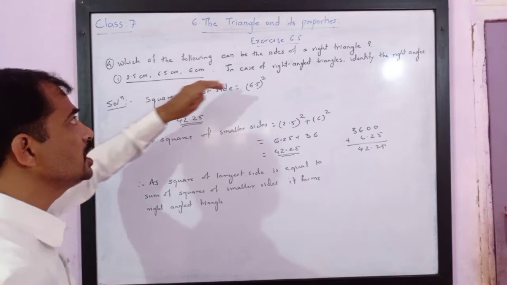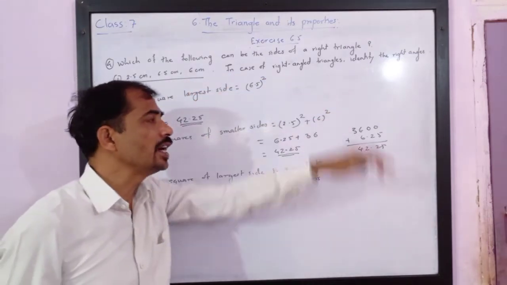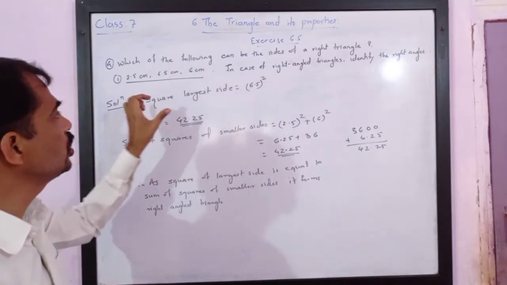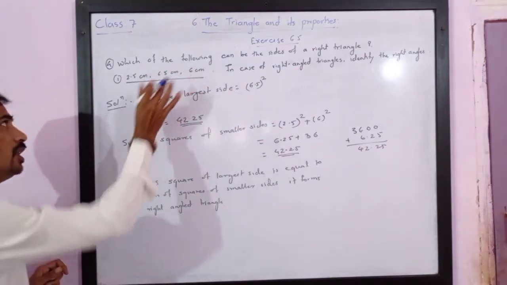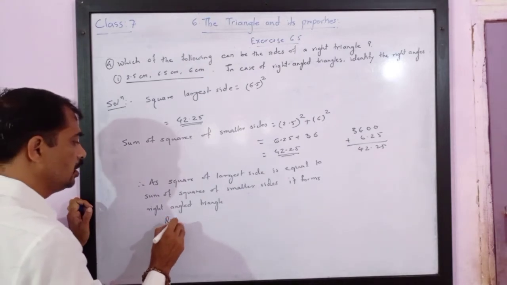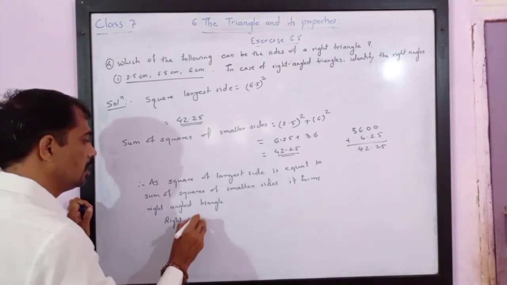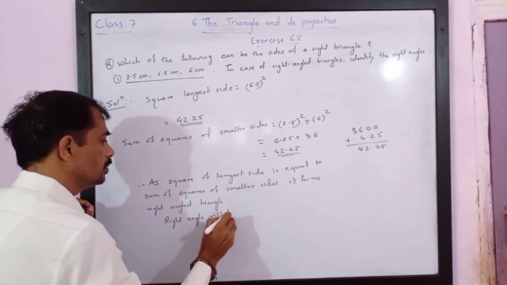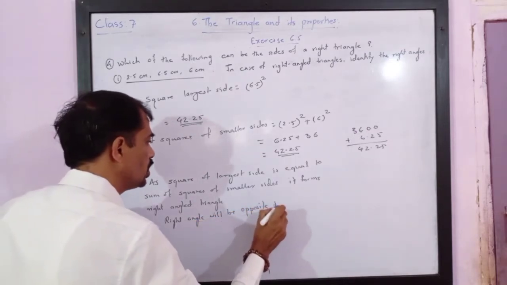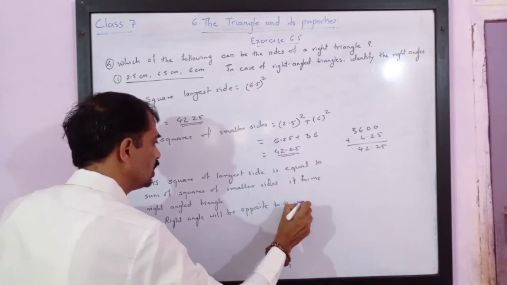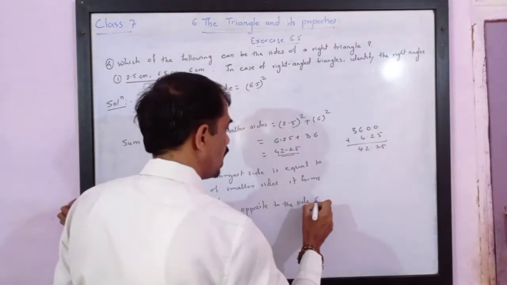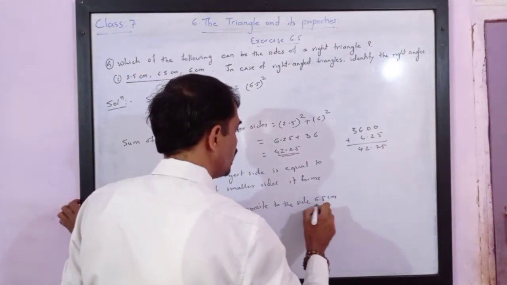Now the second question is, in case of right angle triangles, identify the right angle. Right angle is always opposite to the largest side. So the right angle will be opposite to the side which is lengthy, that is the side 6.5 centimeters.